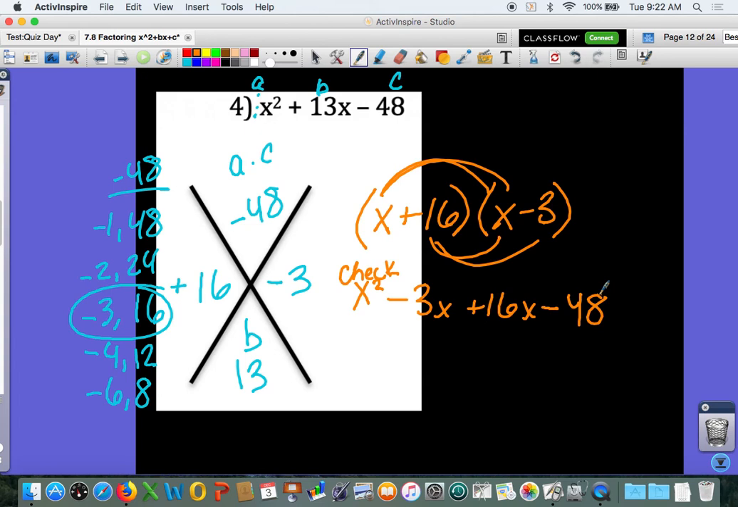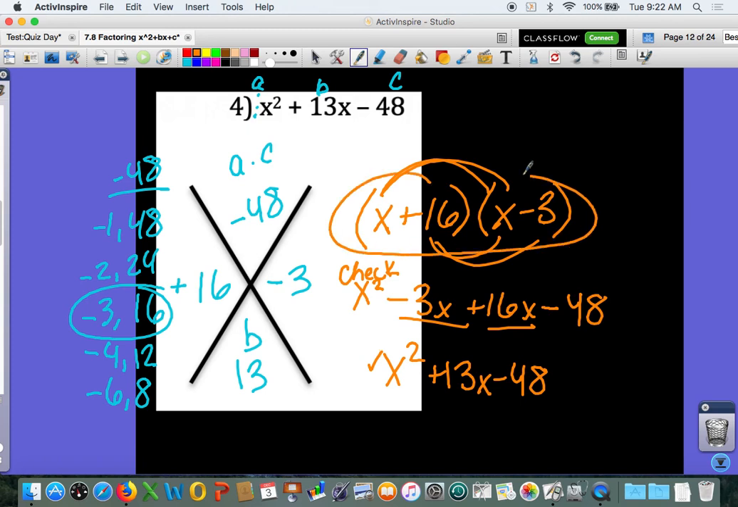Okay, then from here, we need to combine those like terms. So, x squared plus 13x minus 48. Does that match my original problem? Yes, it does. So, this is my answer.